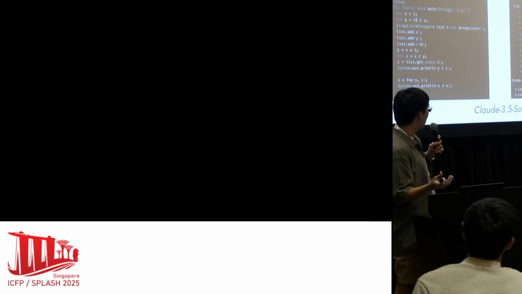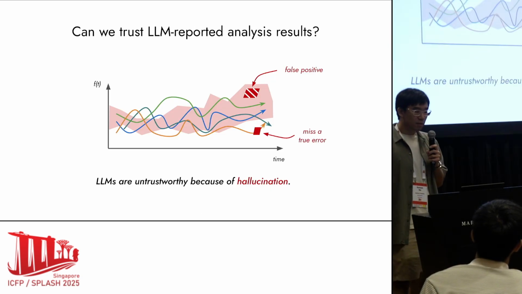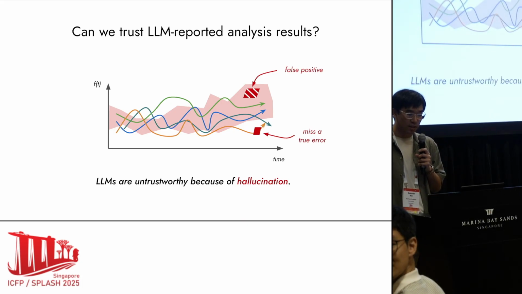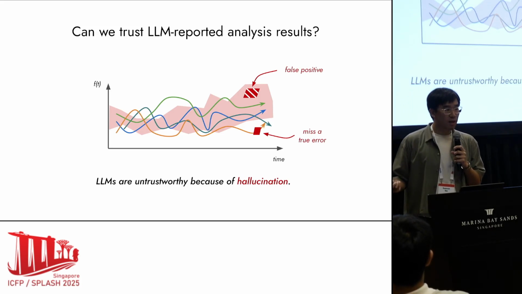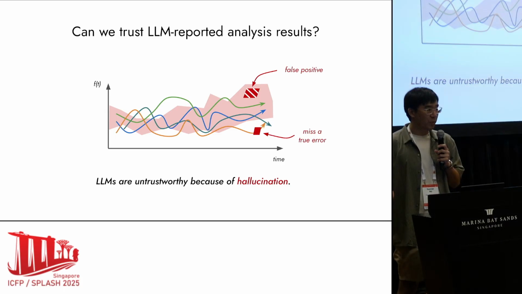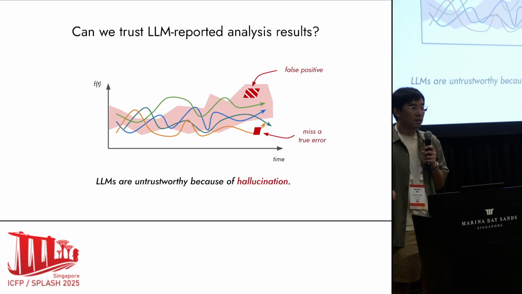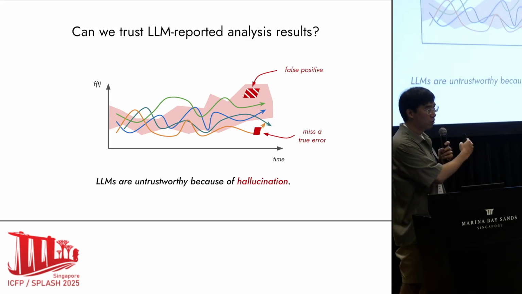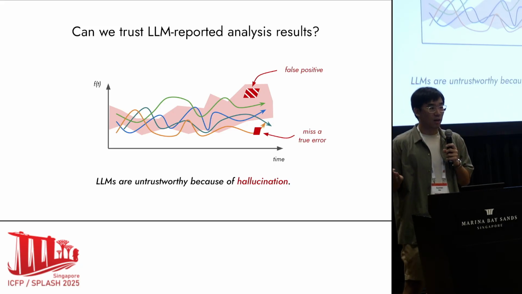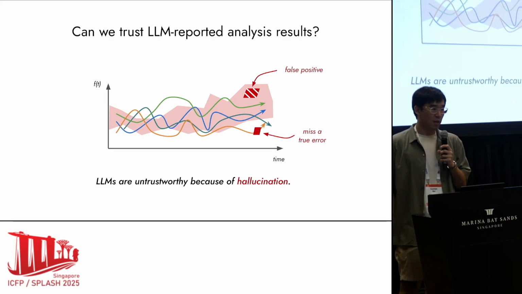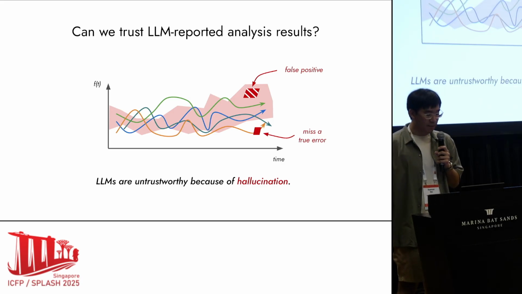That seems all good, but the problem is, can we really trust those LLM-reported static analysis results? Unfortunately, language models can hallucinate. We may end up with an analysis result that misses a true error, which means there are real bugs missed by the language model, but also introduces false positives. So this is really bad.